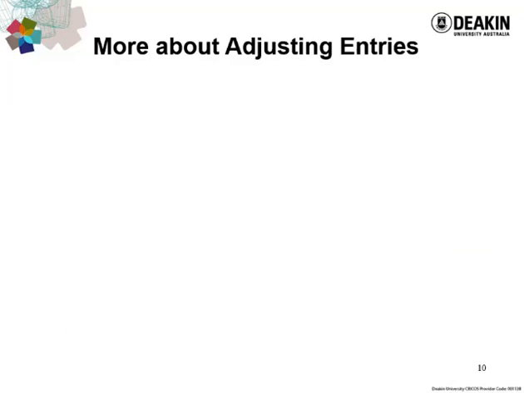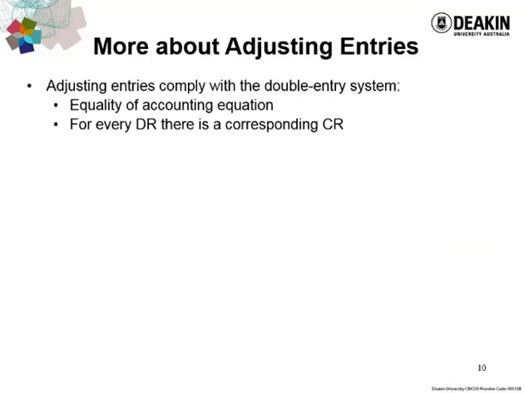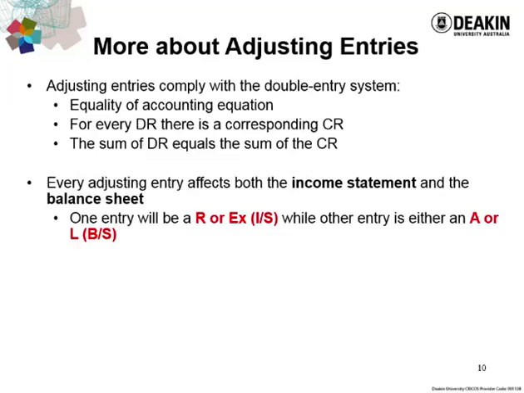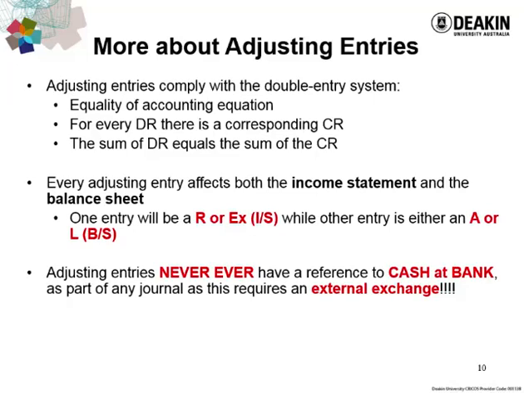So how do we do adjusting entry? The same thing. We will rely on the double entry system. So for every adjusting entry, there must be one debit and one credit. The sum of debit must equal the sum of credit. But what is so special about adjusting entry? One entry will affect income statement by revenue or expense, and another entry must affect balance sheet by asset or liability. And cash account is never affected when we do adjusting entry because there is no external exchange at all.